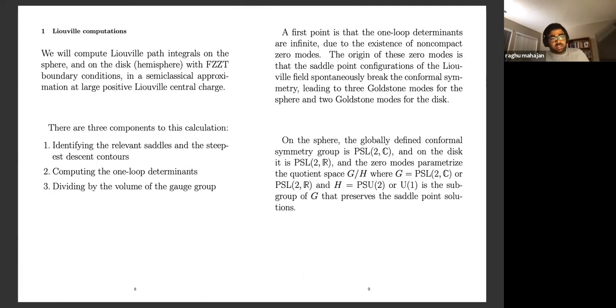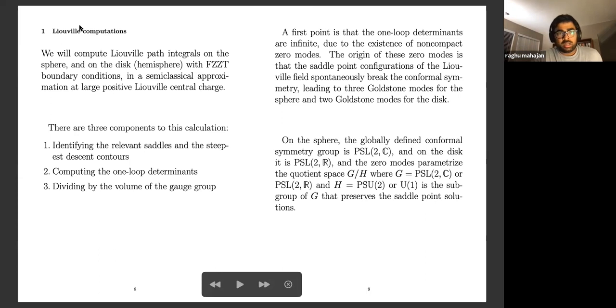Okay, so for most of the talk, I'm going to be talking about the Liouville path integral on the sphere and the disk. I'll talk about the disk less because it's better behaved with FZZT boundary conditions, and we'll stick to the semi-classical limit. There are three components to any semi-classical computation in a gauge theory. You have to identify the relevant saddles, compute the one loop determinant, and divide by the volume of the gauge group.